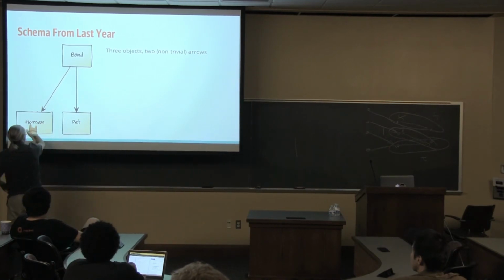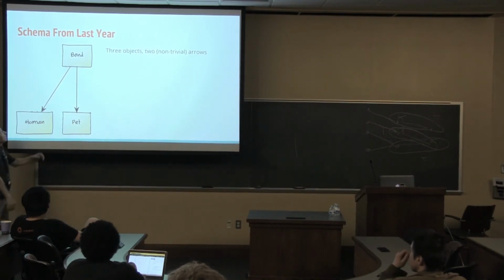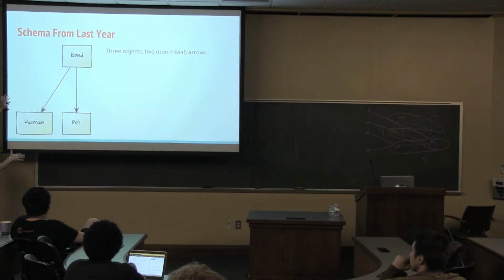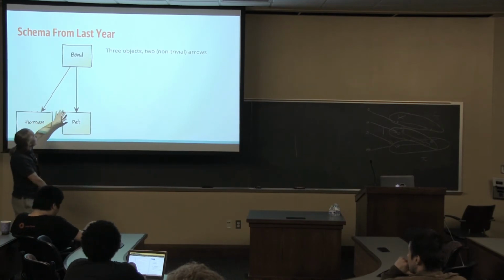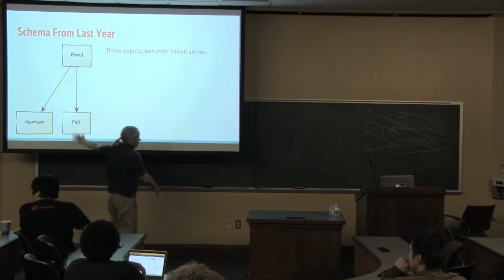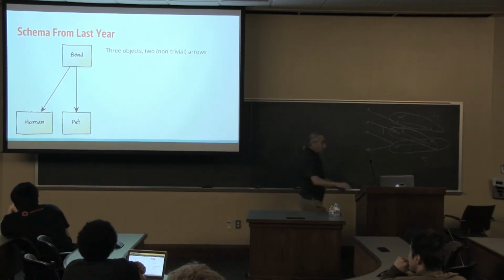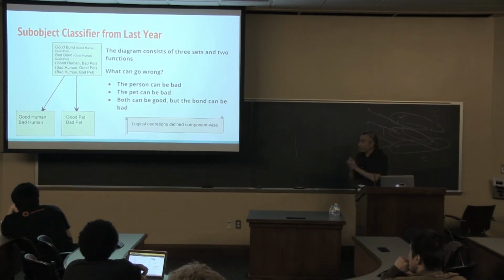So we have a human, a pet, whatever the types are, and a bond. So this is a category, right? It's not category 2 or 3. It's like this. So what logic do we have? I'll show you the logic next. It's kind of obvious, right?